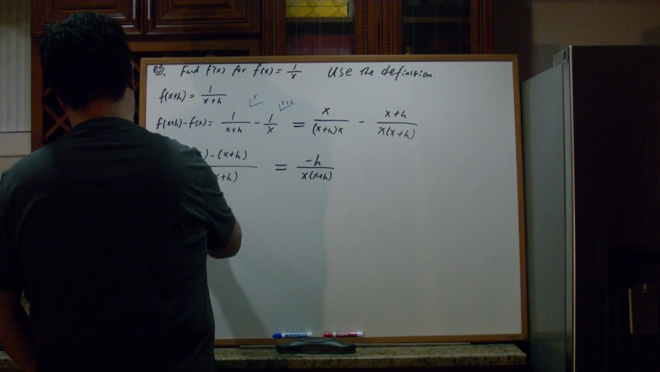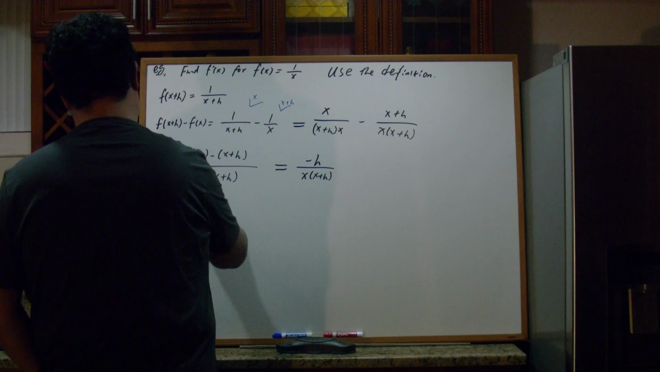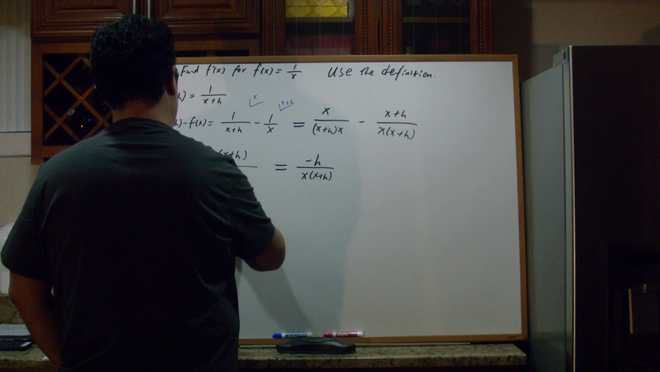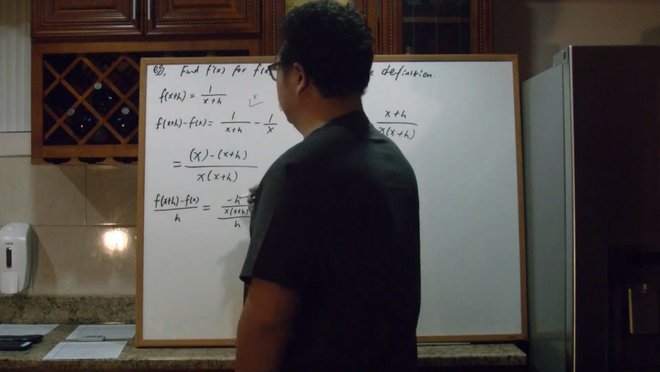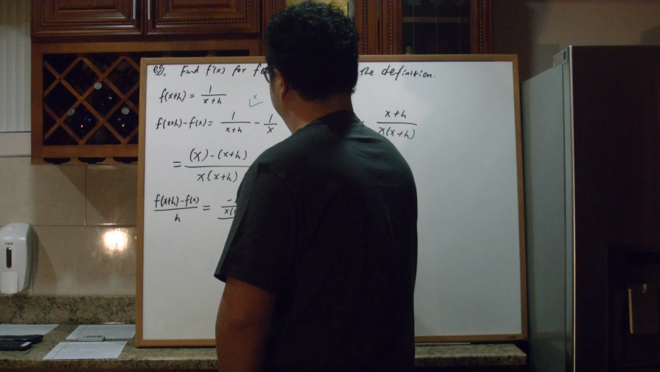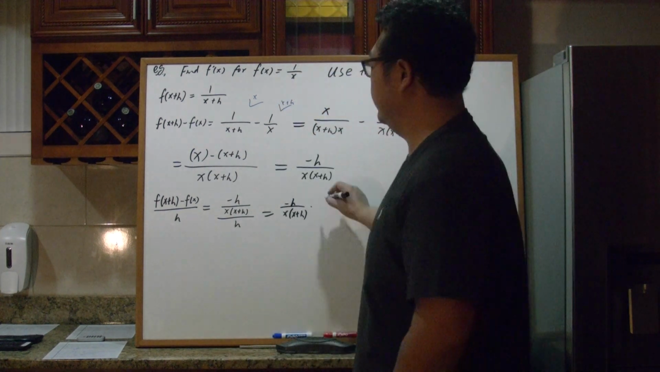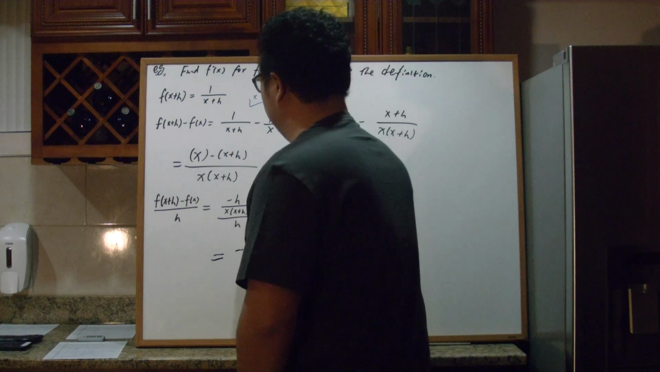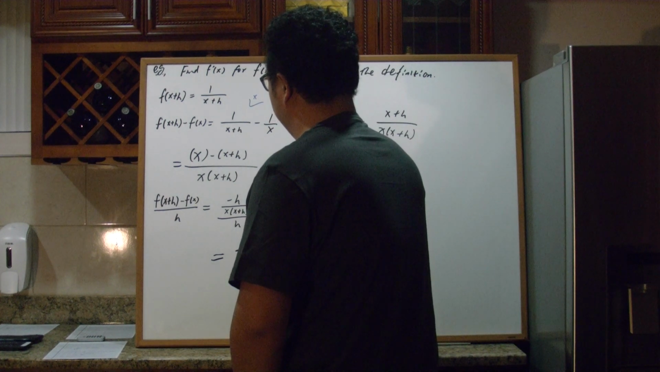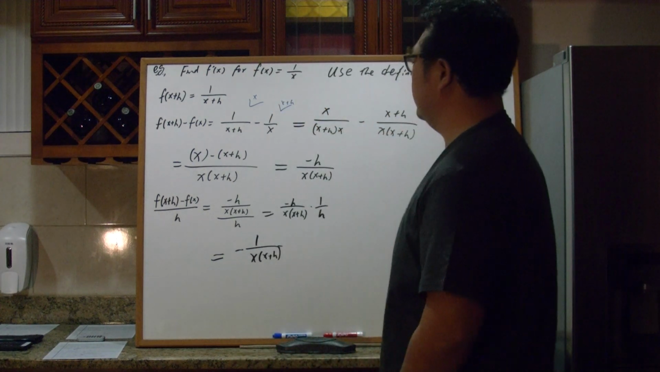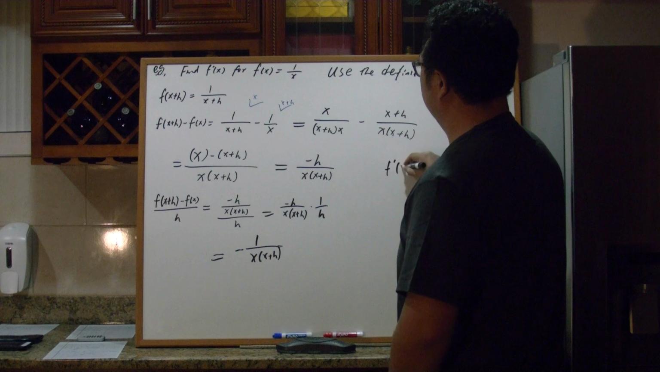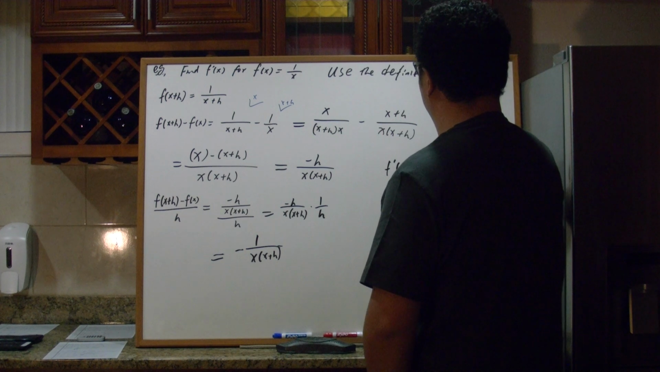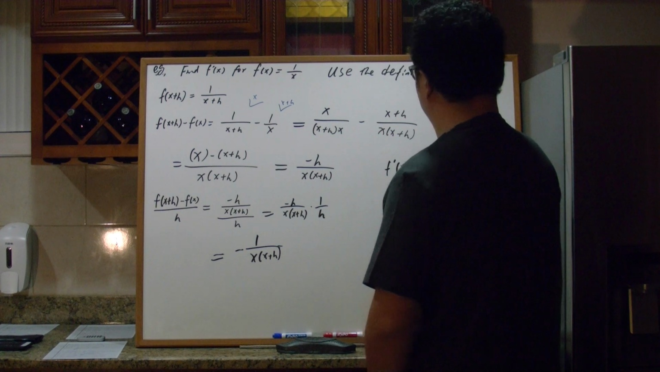Then the quotient, negative h over x times x plus h, over h: since it's a fraction, we can flip it and multiply. Or flip the denominator to be 1 over h, then it becomes h to be cancelled out. That's negative 1 over x times x plus h. Right, then finally, for f prime of x, that's the limit as h goes to 0 for the expression negative 1 over x times x plus h.